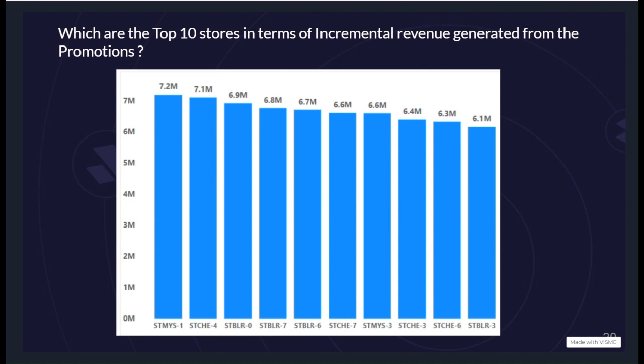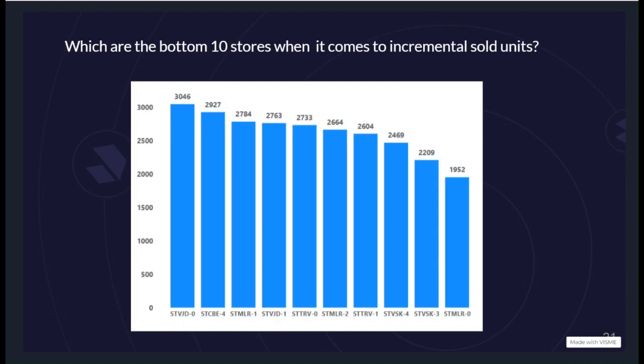As you can see here, these are the top 10 stores in terms of incremental revenue generated. Store in Mysuru 1 generated the most revenue, with 7.2 million. Now let's move on. Which are the bottom 10 stores when it comes to incremental sold units?